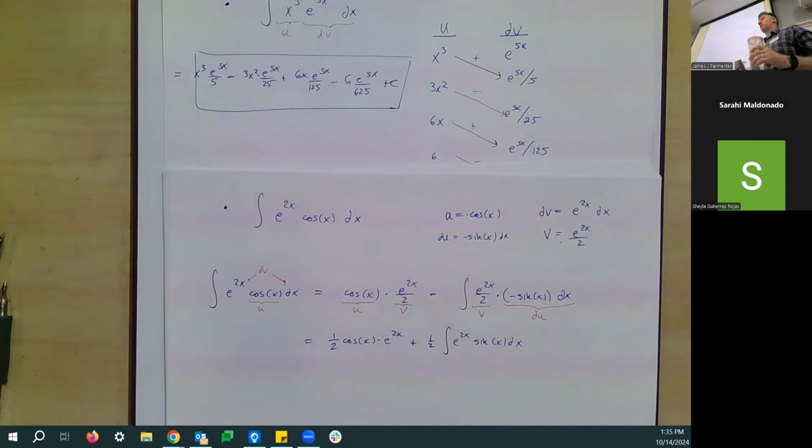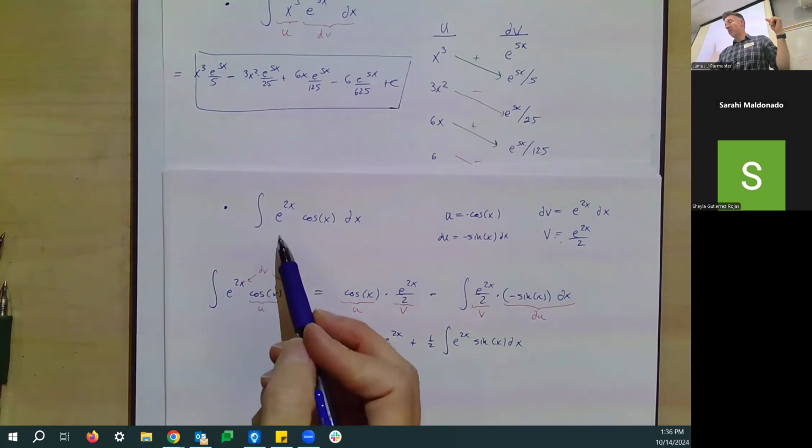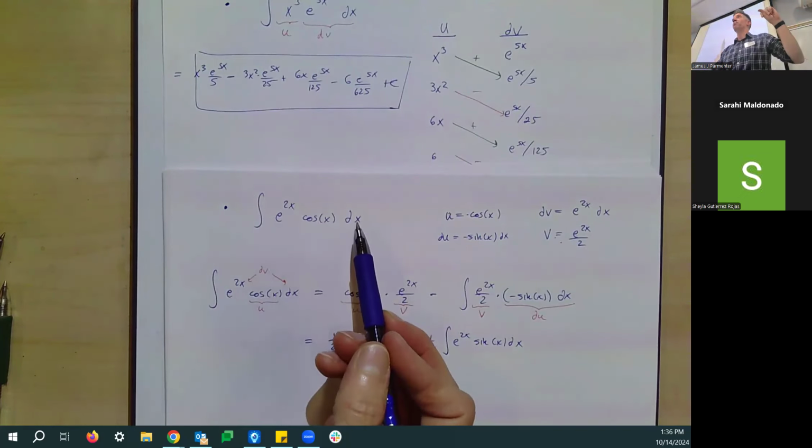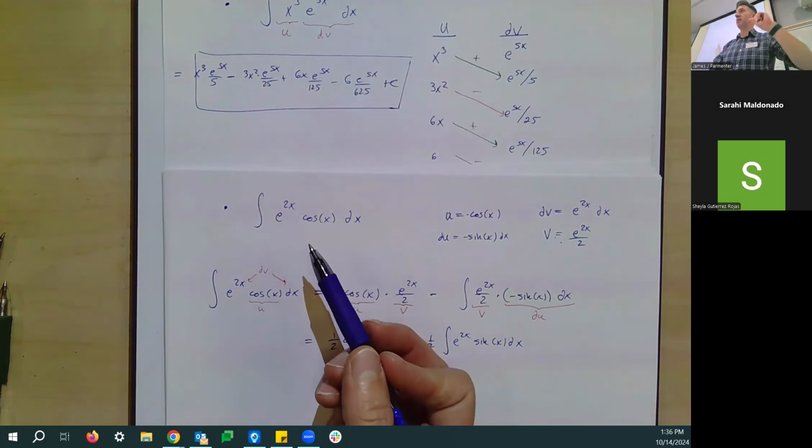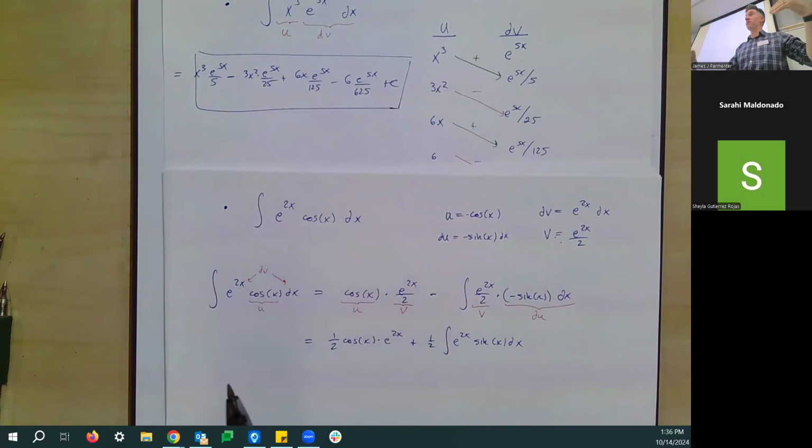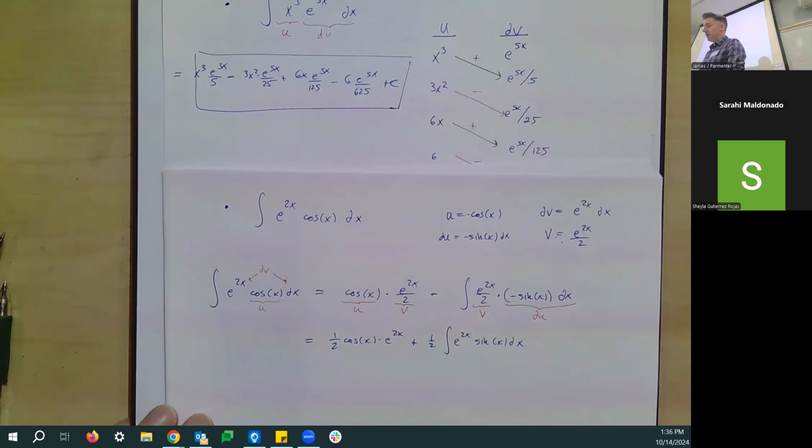And what we're going to do is make the same kind of choice, meaning in the first iteration, we chose u to be the trig thing and dv to be the exponential thing. In the second iteration, we have to make the same choice. U is going to have to be the trig thing. dv is going to have to be the exponential thing. If we make the opposite choice, what will happen is we'll actually undo the work we just did and end up getting that the integral of e to the 2x cosine of x dx is equal to the integral of e to the 2x cosine x dx, which is true, but not helpful.